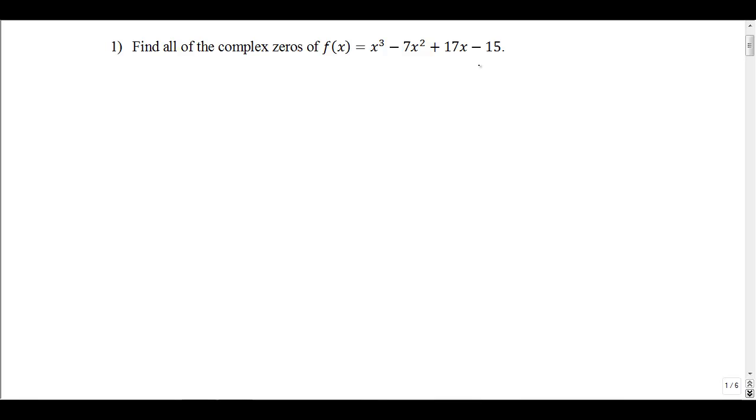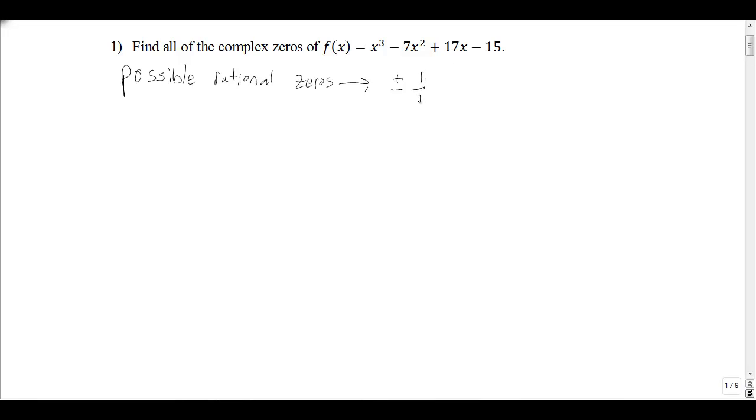So, the first thing I'm going to do here is go looking for rational zeros. I can use the rational root theorem to find possible or potential rational zeros. What I get is plus or minus a factor of my constant term, 15, divided by a factor of my leading coefficient, which is 1.